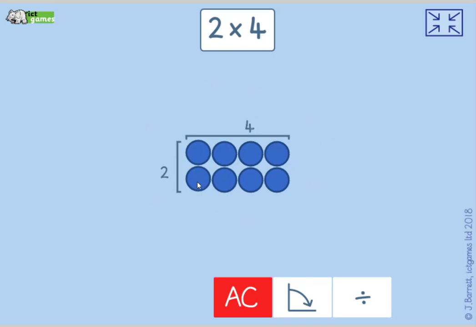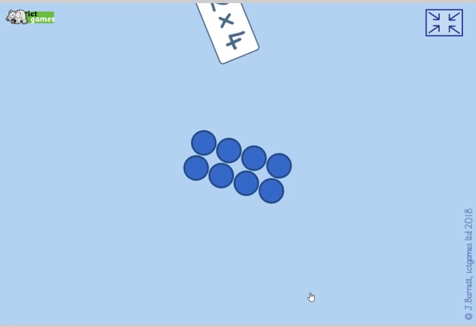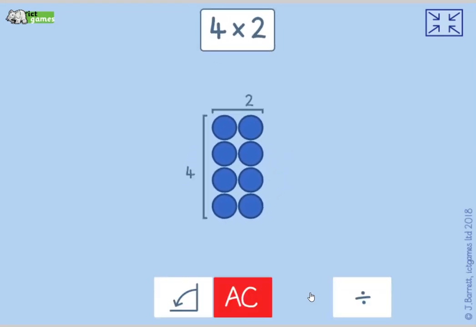Right, let's count in twos. 2, 4, 6, 8. So 2 times 4 is 8. Equals 8. Now, if I turn that around, what else do you know, year twos? What else do you know? 4 times 2. That's hopefully 8 as well. That's time number 1, time number 2. Let's count them in twos.